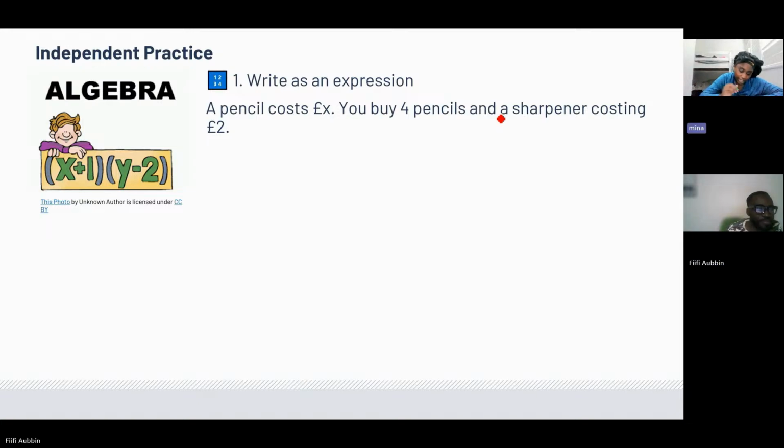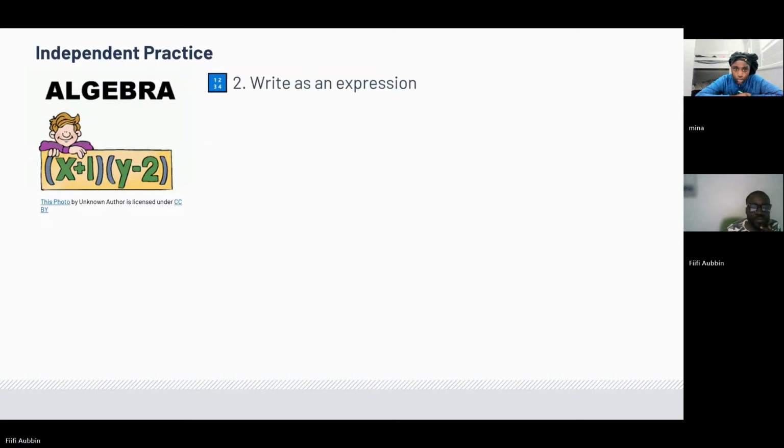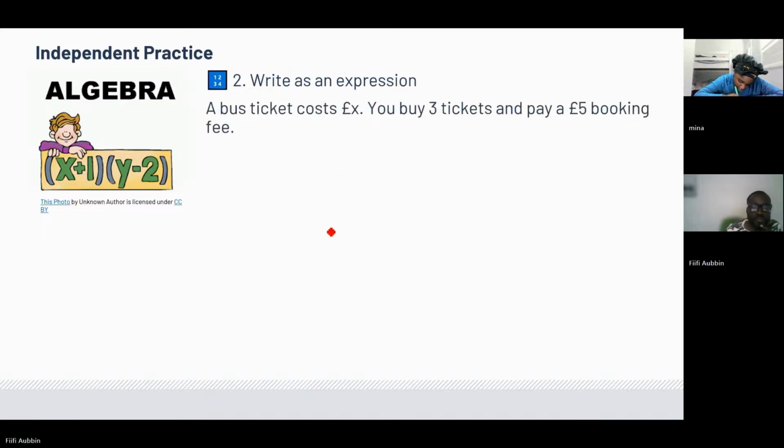Are you done? No, I wrote on the question. Okay. Is it 4x plus 2? 4x plus 2, okay. So I'm going to note that down, then we come back to it, okay? 4x plus 2. Okay, let's move on to the next question. Write an expression for this. And 3x plus 5. 3x plus 5. Okay, come back to it.